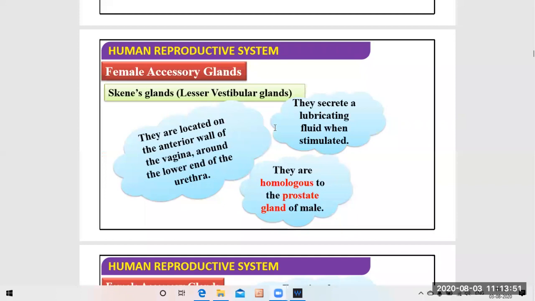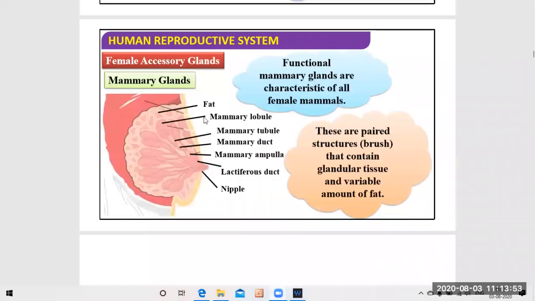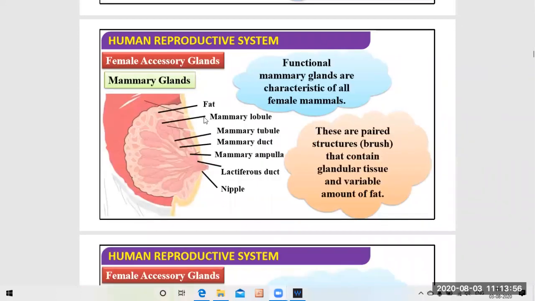Similarity is there. Among the female accessory glands, the most important gland is the mammary gland. So this is the structure of the mammary gland. It is functional. Mammary glands are characteristic of all female mammals. I already told you that the mammary glands are present only in mammals, because they give birth directly to their young ones.